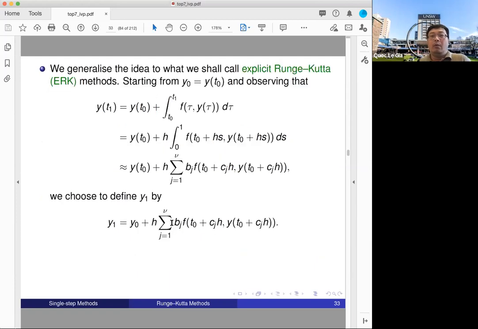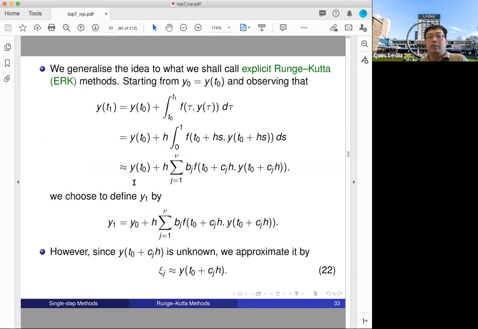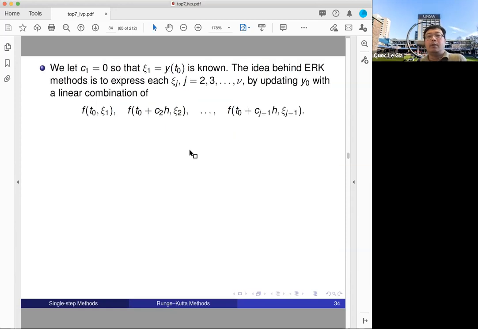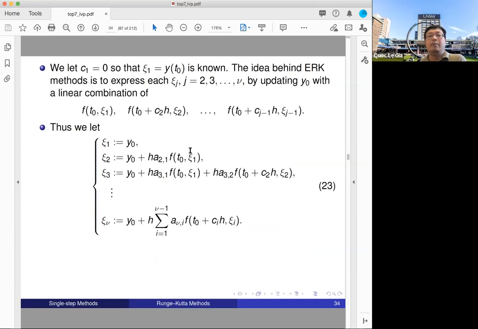So we define the Runge-Kutta method of order 4 by an equation like this. You approximate by a quadrature, which has a better order of approximation than the trapezoidal rule. The trapezoidal rule just gives you order 2, right? But the Runge-Kutta method can give you order nu for any nu.